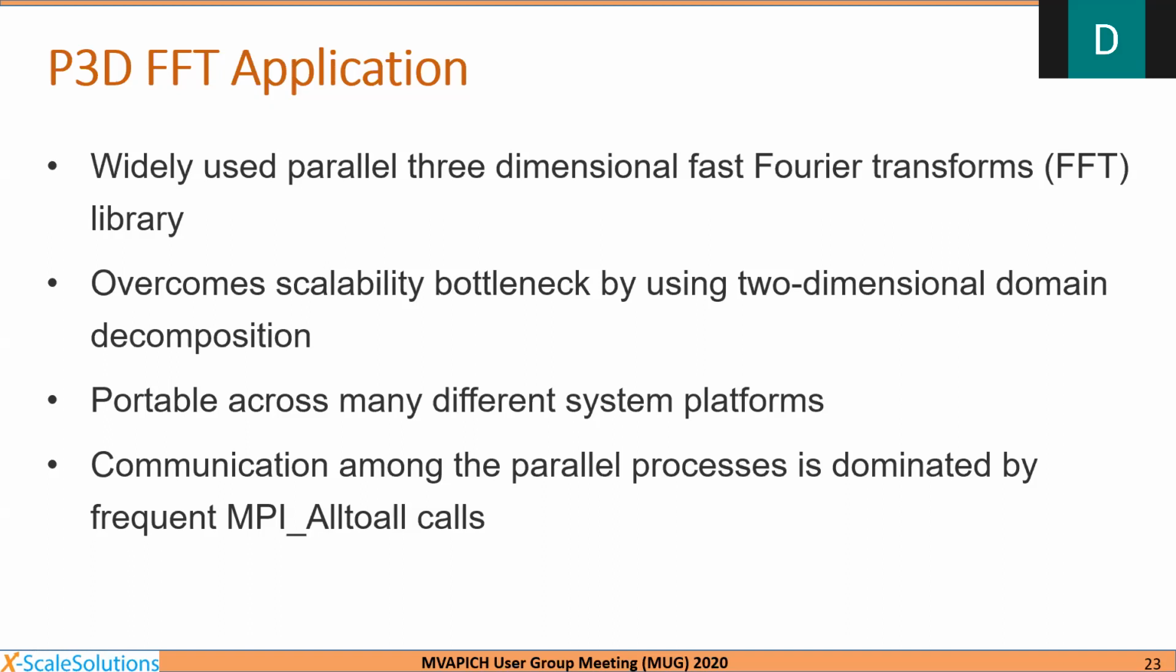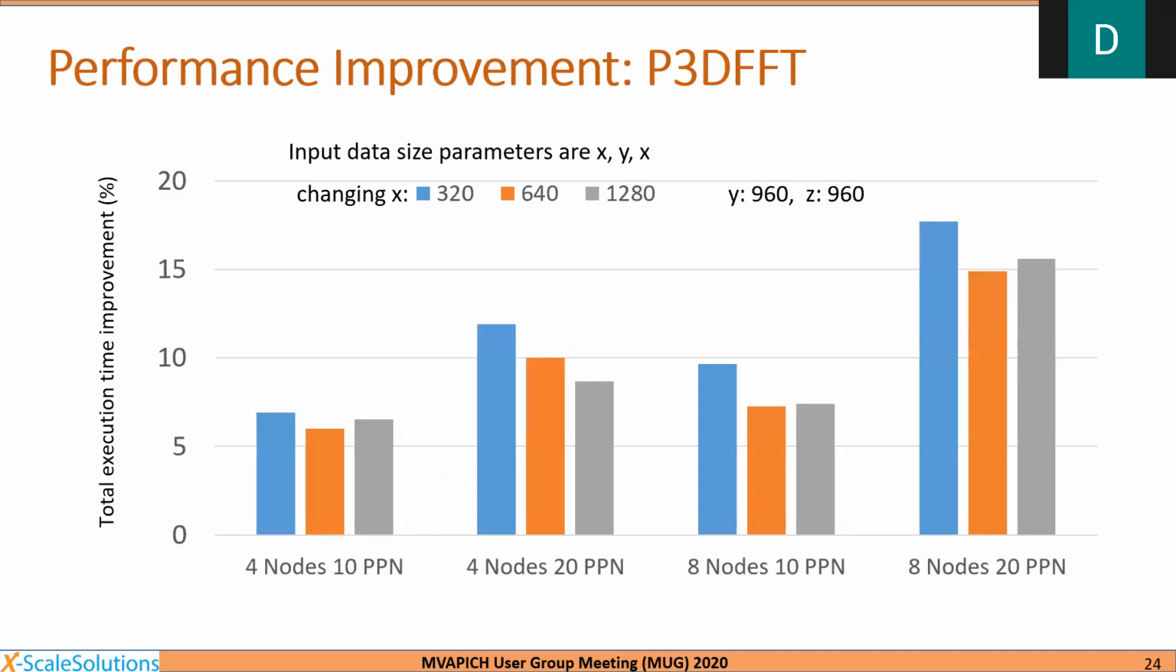Its communication characteristic is that it's dominated by frequent MPI all-to-all calls. And that's why we picked the previous benchmark, which we just showed in the evaluation. So here is what this offloading is capable of: improving this particular application. Since this is a 3D application, its input data size is controlled by the X, Y, Z dimensions. To keep things simple, we only change 1 dimension and keep the other 2 fixed.